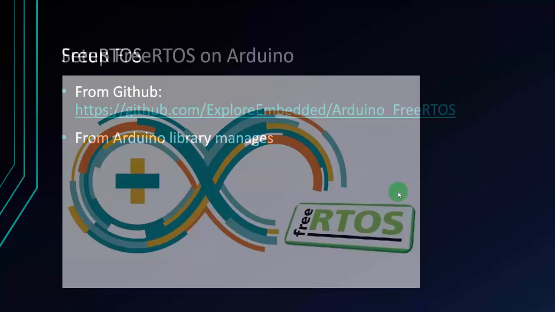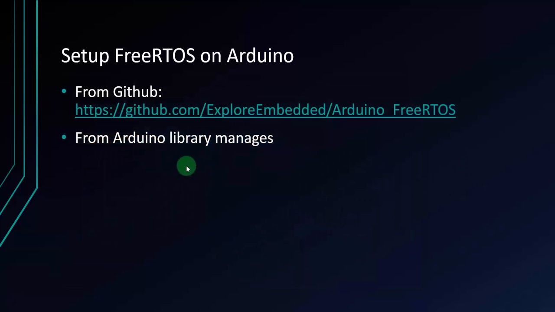Okay, and here there are two ways to download FreeRTOS to your Arduino. The first one is from GitHub. You can follow this URL and download a zip library from GitHub, or we can download from the library manager in the Arduino IDE. First I will show you how to download from GitHub.